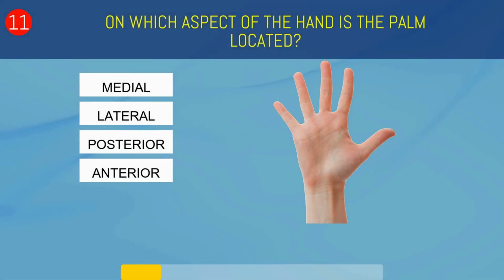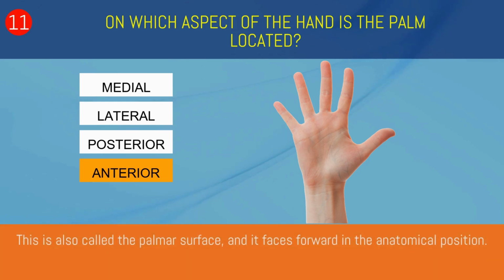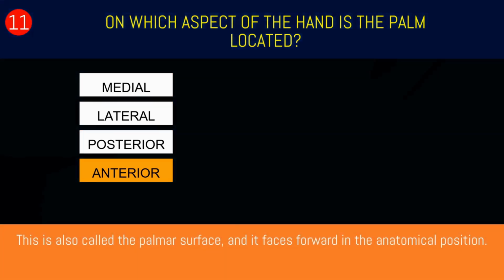On which aspect of the hand is the palm located? Medial, lateral, posterior, or anterior? Anterior. This is also called the palmar surface, and it faces forward in the anatomical position.